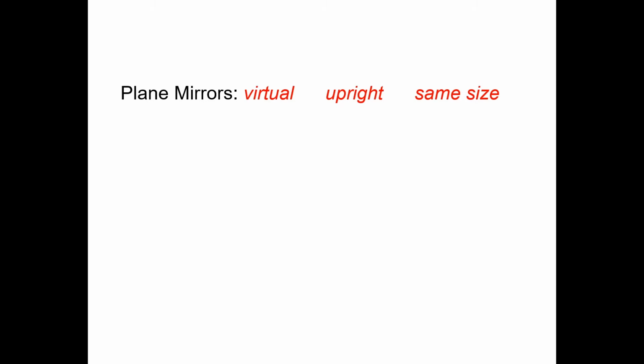So we can classify images formed by plane mirrors as virtual. Plane mirrors can't form real images. As upright, well, they're always right side up. You've never looked in a mirror and seen yourself upside down, have you? And as the same size as the object it's reflecting. It does not reduce the object. It does not enlarge the object. They're always the same size.